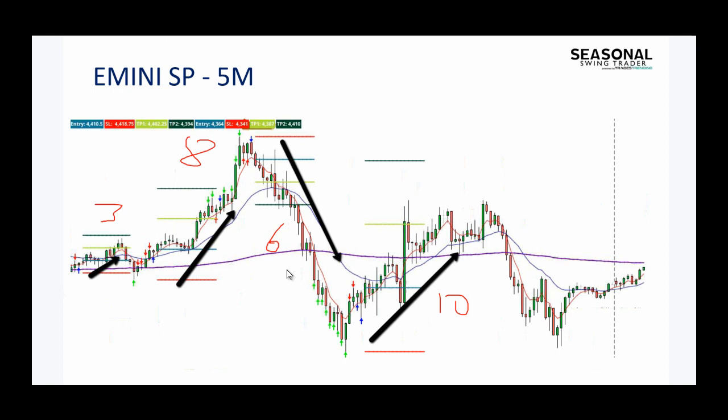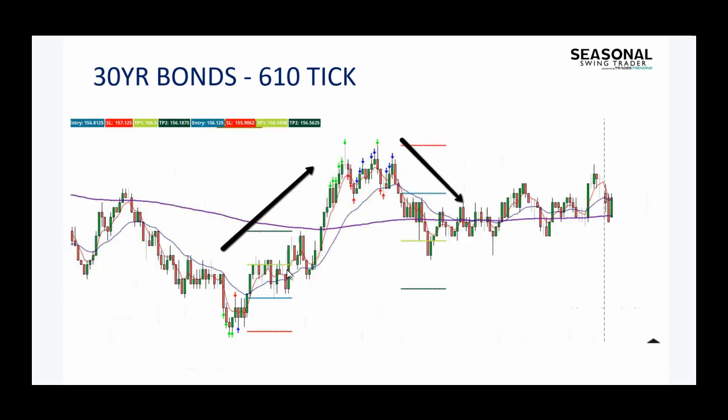So everybody see the potential. Tick charts. If you're a tick trader, I love this setup that I'm about to teach you on the 233 and 610 tick chart. We've got 4 ticks here, $125 a contract. Here we have 7 ticks, $218 a contract, on the 30-year bond.